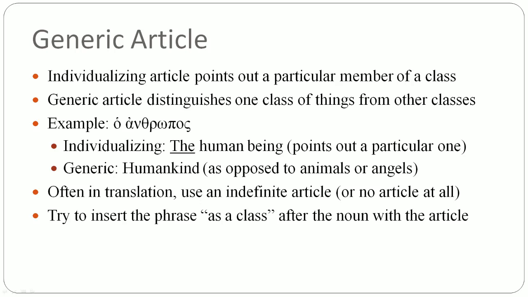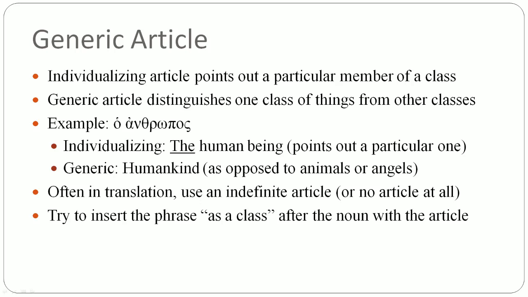An example that the book gives is the article and noun ha anthropos. Very simple. I hope everybody knows what that is. But this ha anthropos, if you think of the article as being an individualizing article, the way that you would translate this is the human being. All right, and this is a certain human being. There's this whole class of human beings, people, men. Okay, and we're going to point out a certain one. So it's the human being now.